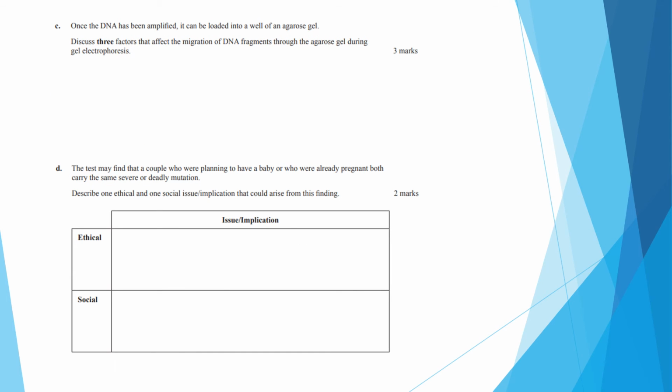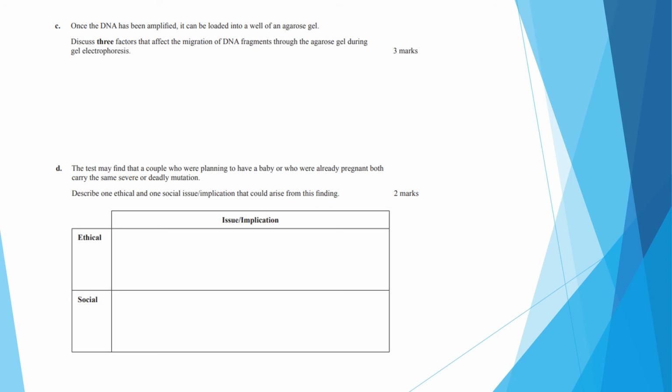Part C asks you to discuss the 3 factors that affect the migration of DNA fragments through the agarose gel during gel electrophoresis. Now, gel electrophoresis is a technique for separating fragments of DNA. The DNA fragments of varying sizes are placed on the agarose gel, and this is all placed in an electrophoresis bath where it is covered in a controlled pH solution.